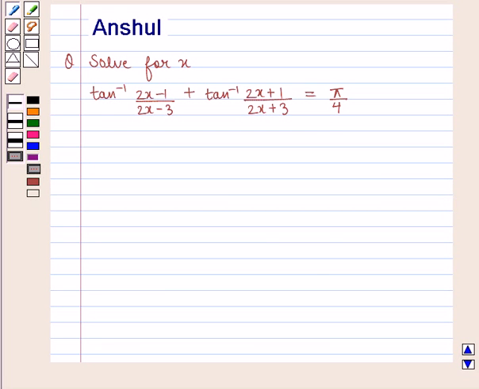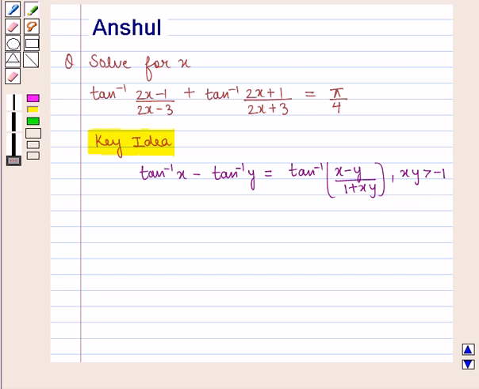In this session, we are going to discuss the following question, which says: solve for x, tan inverse of (2x minus 1)/(2x minus 3) plus tan inverse of (2x plus 1)/(2x plus 3) is equal to pi by 4. The key idea is that tan inverse of x minus tan inverse of y is equal to tan inverse of (x minus y)/(1 plus xy), provided xy is greater than minus 1. With this key idea, we shall proceed with the solution.